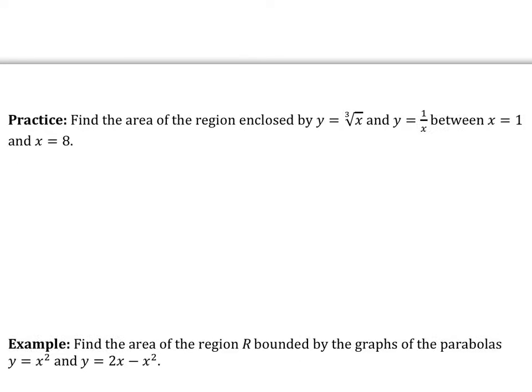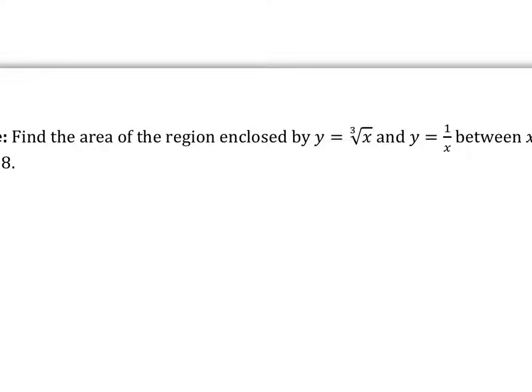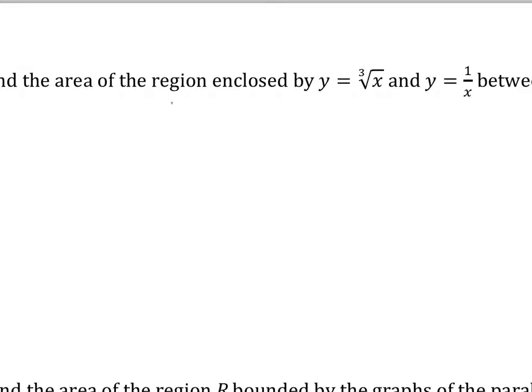Find the area of the region enclosed by cube root x and 1 over x between 1 and 8. All right, cube root x. Cube root x looks like this, like x cubed flipped over. 1 over x, between 1 and 8. So really the thing is you have to figure out which one's on the top. First of all, draw something, and then we can always check it later.